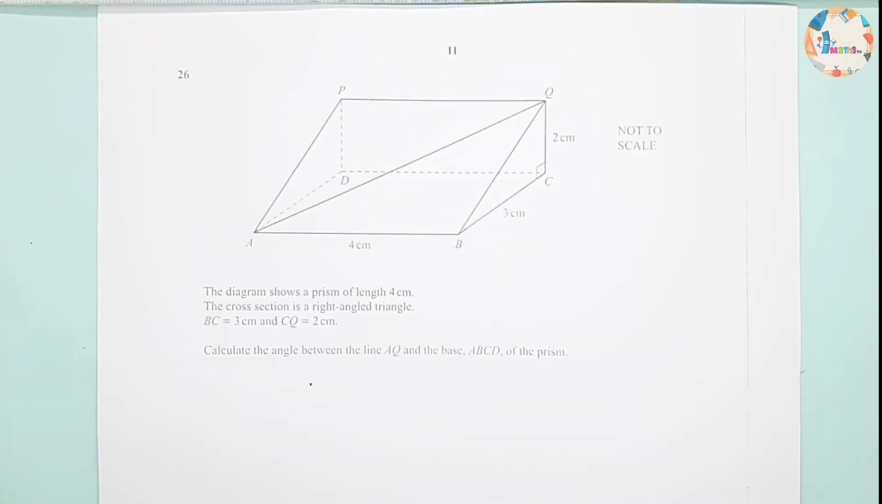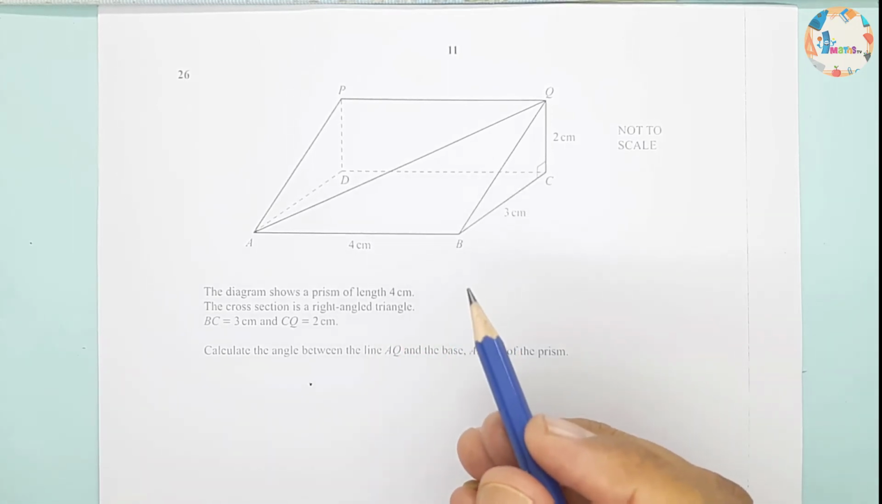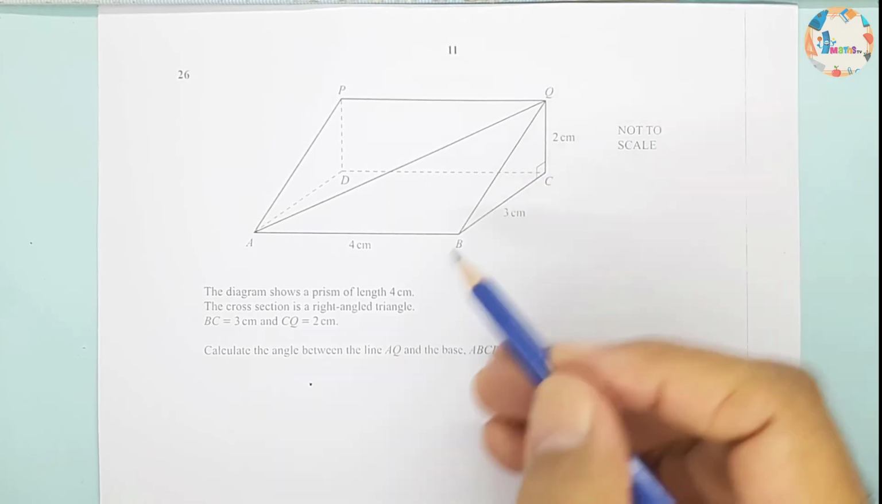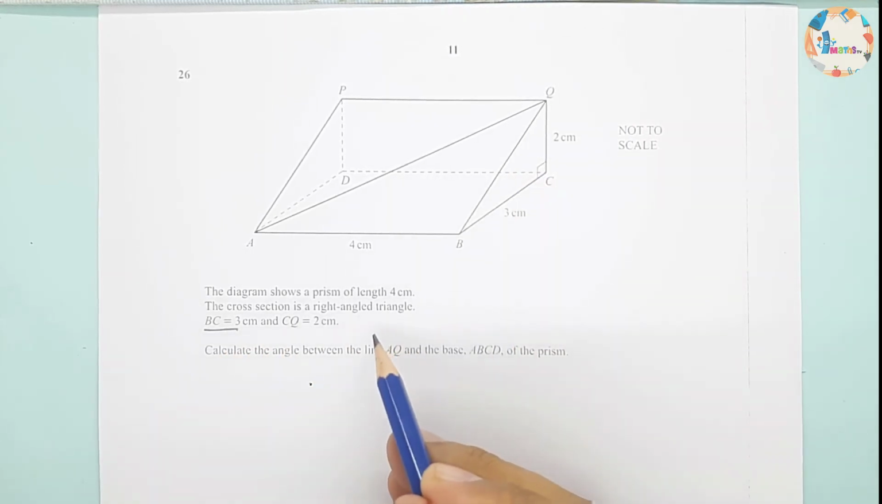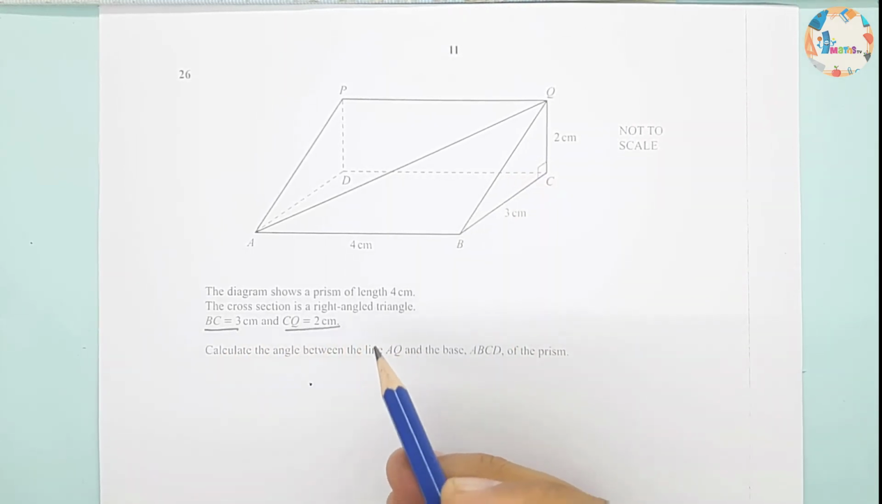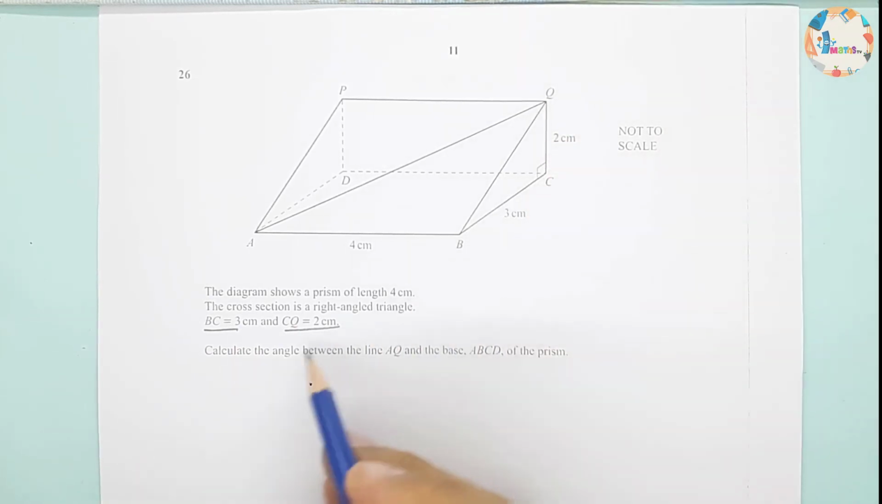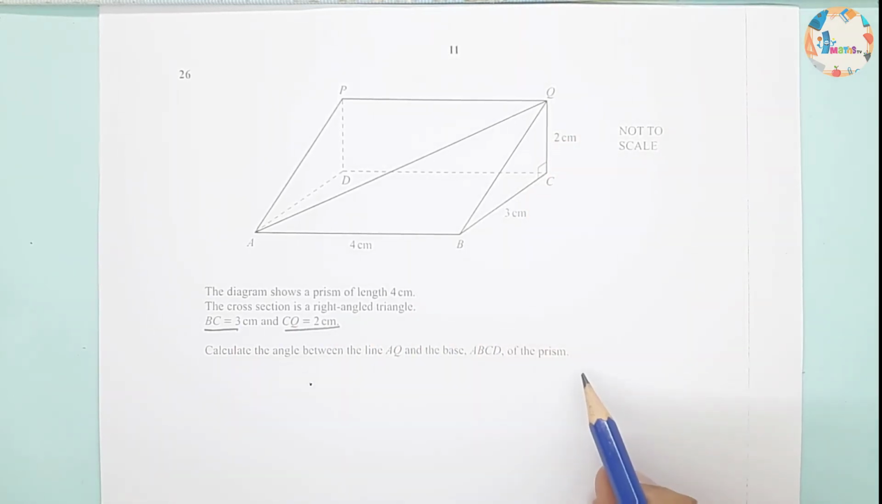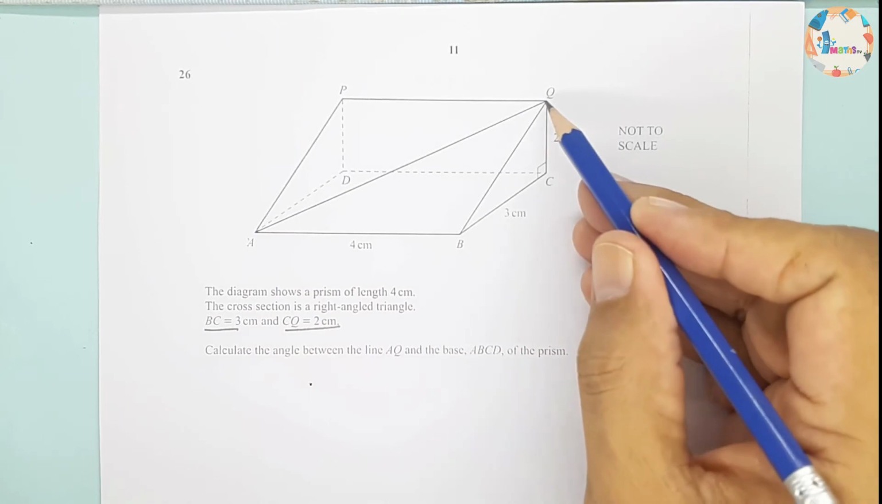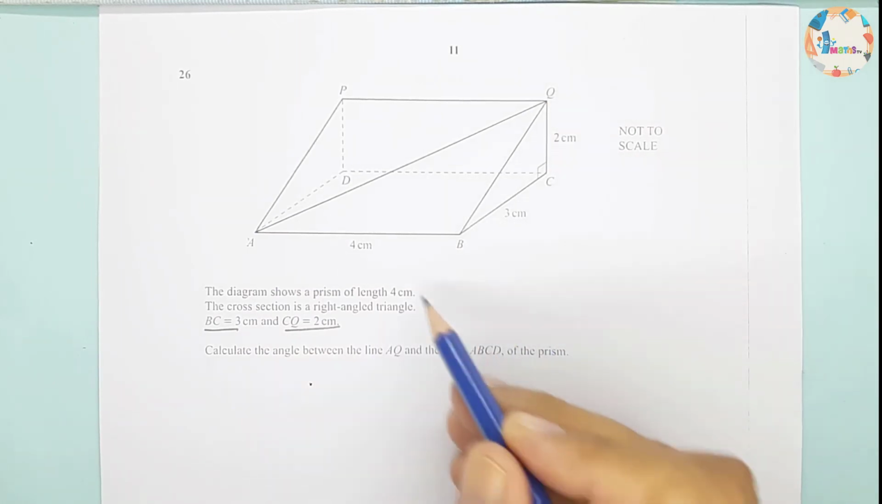Now question number 26 is a 3D diagram. The diagram shows a prism of length 4 centimeters, which is not to scale. The cross section is a right angle triangle. BC is equal to 3 centimeters and CQ, this side, is equal to 2 centimeters. Calculate the angle between the line AQ and the base ABCD.